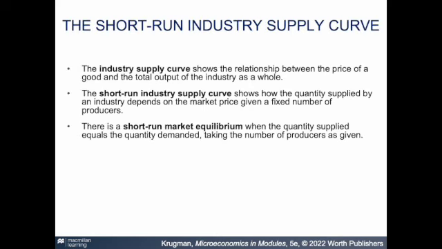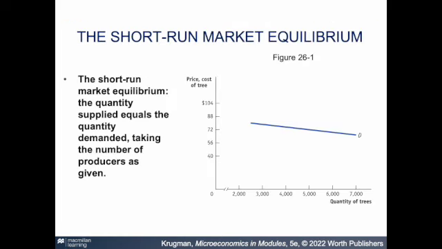The short-run industry supply curve. The industry supply curve shows the relationship between the price of a good and the total output of the industry as a whole. The short-run industry supply curve shows how the quantity supplied by an industry depends on the market price, given a fixed number of producers. There is a short-run market equilibrium when the quantity supplied equals the quantity demanded, taking the number of producers as given.